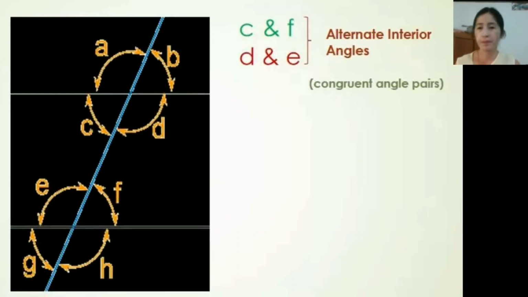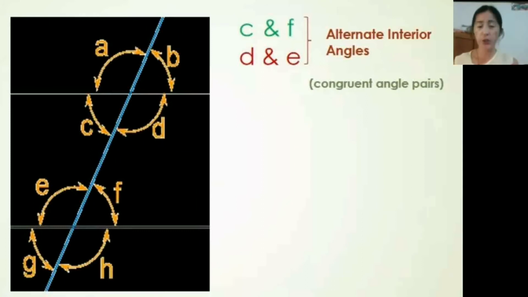Another pairs of angles can be named from the same figure actually. Parallel lines can be cut by a transversal. This time we can pair C and F, also D and E. Look, what is the relationship between C and F and D and E? So C and F and D and E are what we call alternate interior angles.